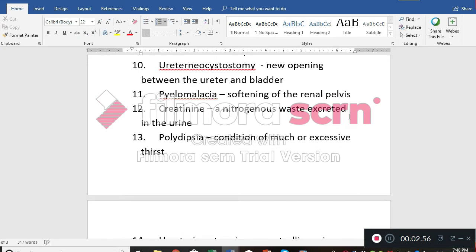Number 11 is pyelomalacia. So again, pyelo is that renal pelvis, and then malacia is softening. So pyelomalacia is softening of the renal pelvis. Creatinine is a nitrogenous waste excreted in the urine. So it's one of the wastes that our body produces, and the responsibility of the kidneys is to filter that out and then to pass it through in the urine.